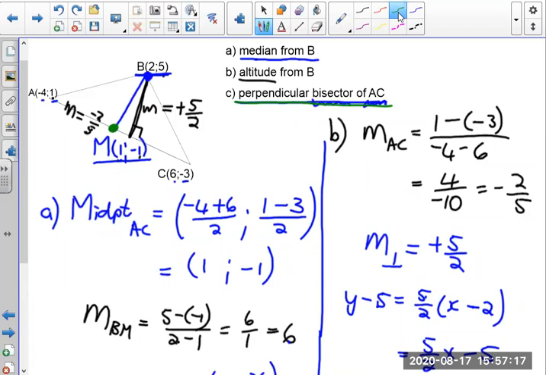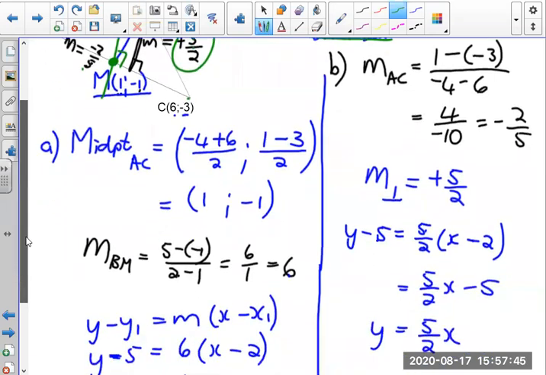Now we need a perpendicular line through that point. Okay. Now didn't we calculate the gradient already? Gradient is 5 over 2, because the gradient of AC is negative 2 over 5. So a perpendicular line will have a gradient of positive 5 over 2. So I have done most of the work already.